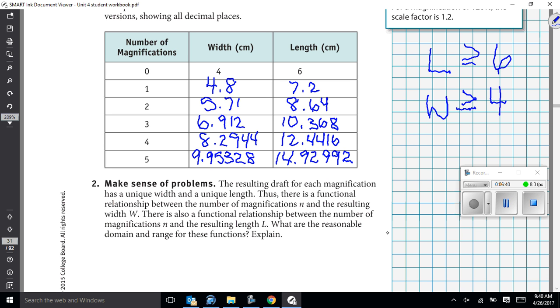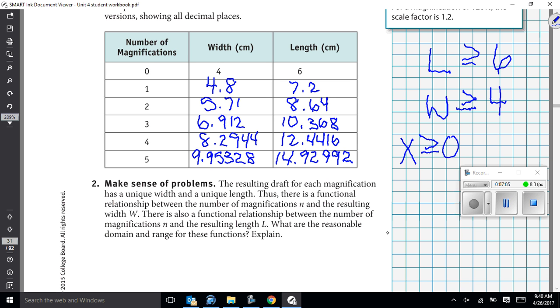Alright, so if we look at the number of magnifications, what's the minimum times that we can magnify? We can do 0, right? And we just have our original. So our x value is going to be anything greater than or equal to 0.